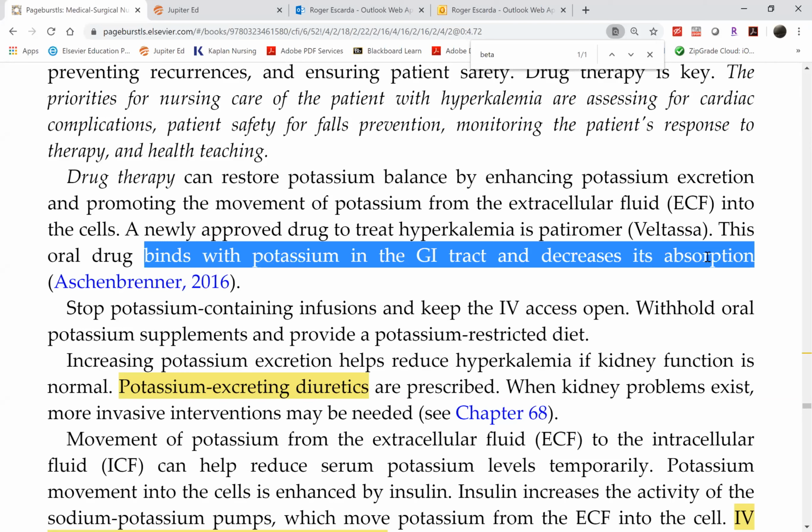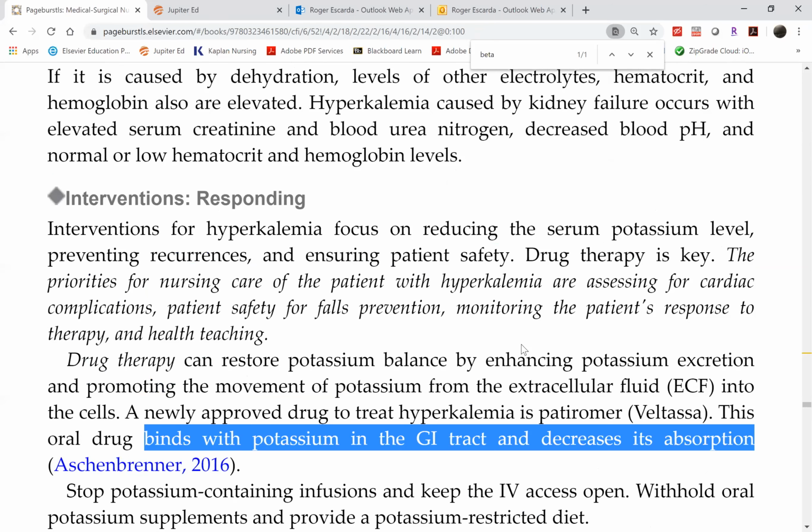However, in the case of Kayexalate, it takes 2 up to 4 hours to work. So if your potassium level is really high, you can't depend on Kayexalate alone. It won't drop it until 2 to 4 hours later. So in the meanwhile, you need to do something else in order to lower the potassium level.